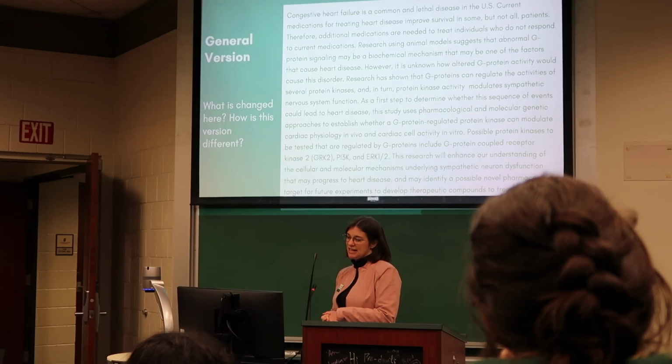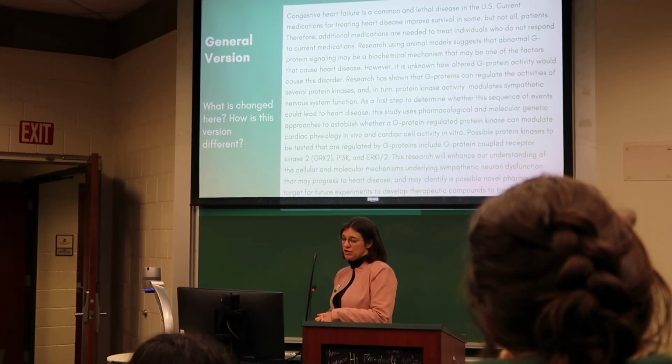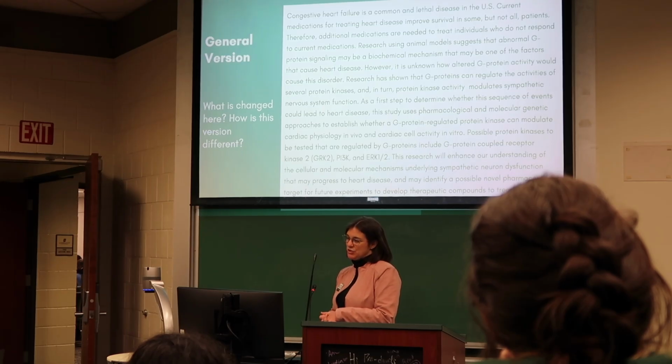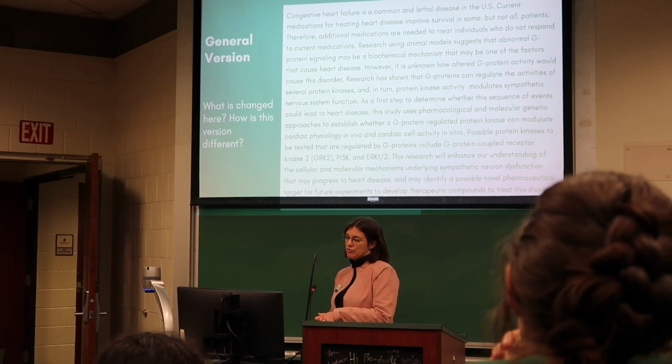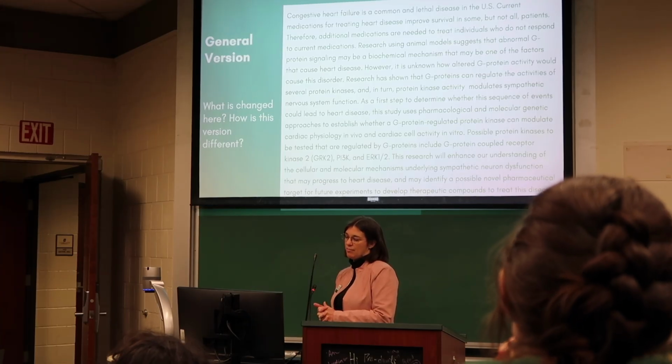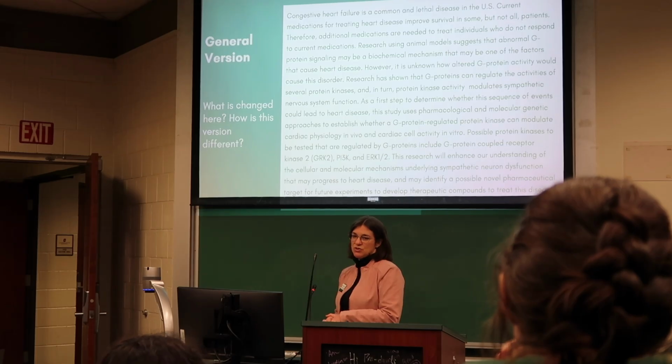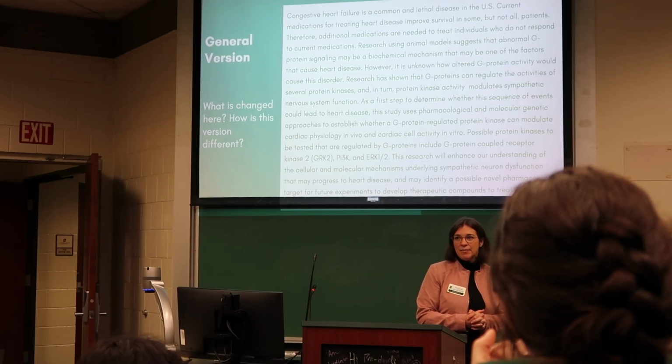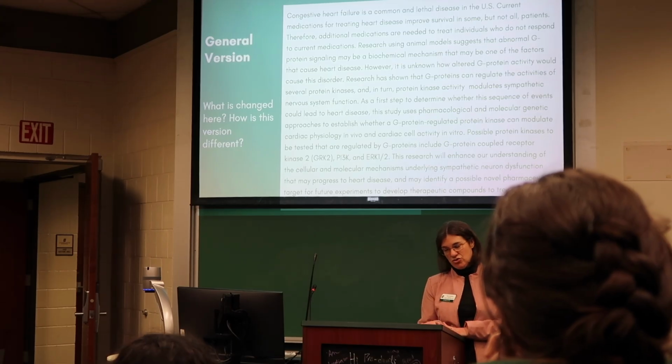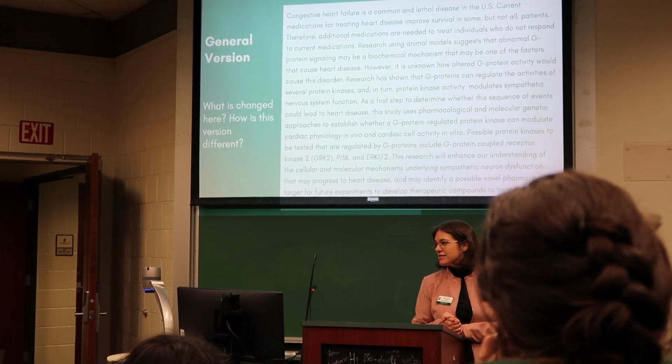Possible protein kinases to be tested that are regulated by G proteins include G protein coupled receptor kinase 2, GRK2, P13K, and ERK1/2. This research will enhance our understanding of the cellular and molecular mechanisms underlying sympathetic neuron dysfunction that may progress to heart disease, and may identify a possible novel pharmaceutical target for future experiments to develop therapeutic compounds to treat this disease. So take a couple minutes to talk with your neighbor and think about how this has been changed for a more general audience.